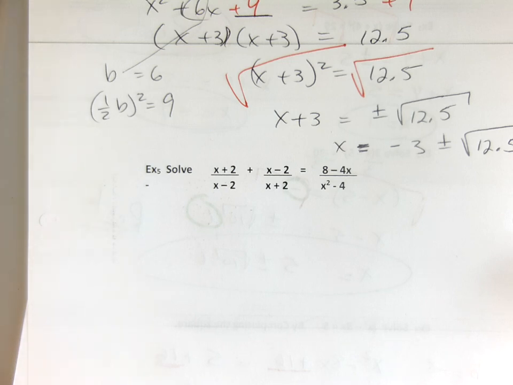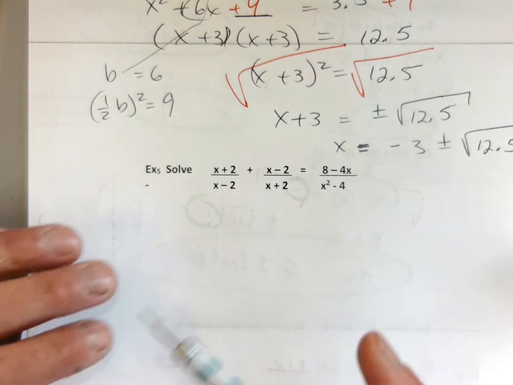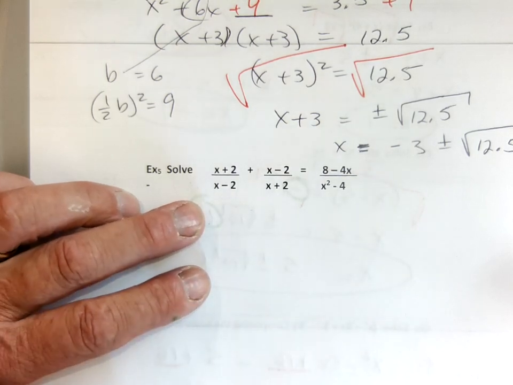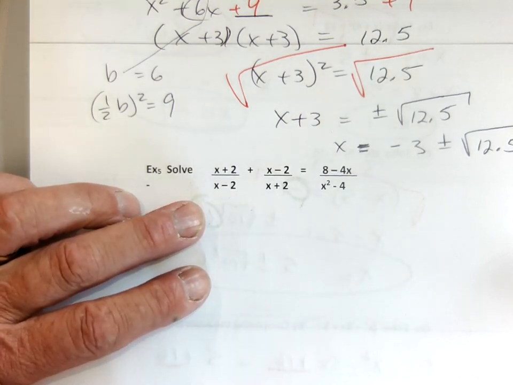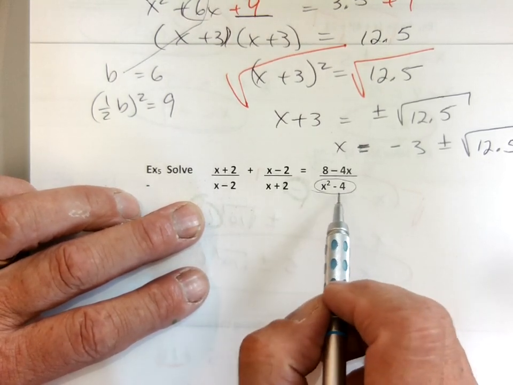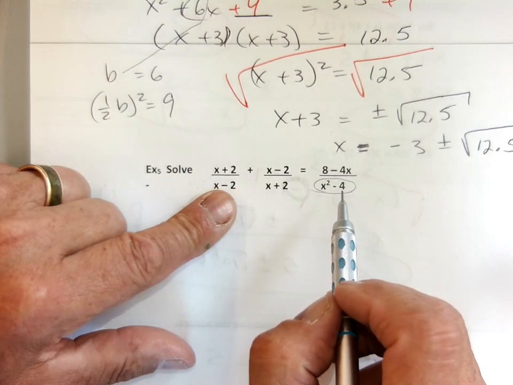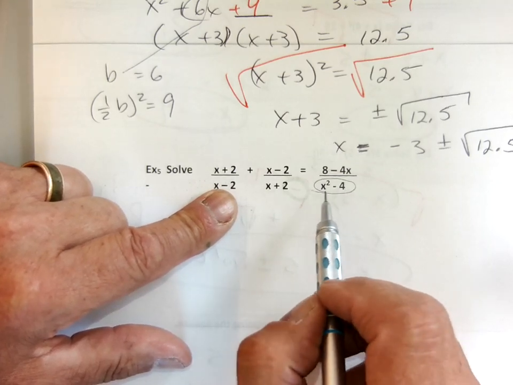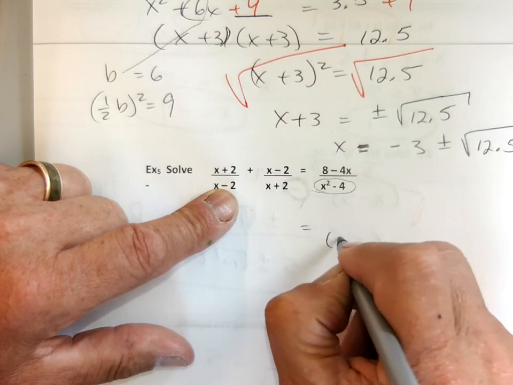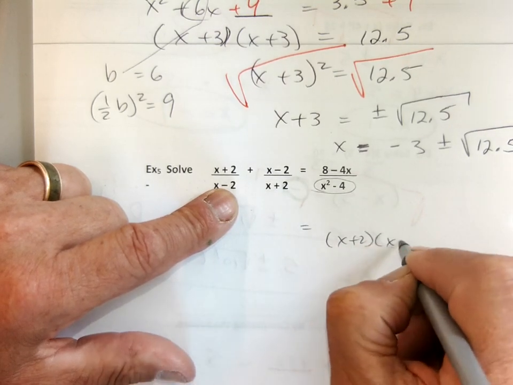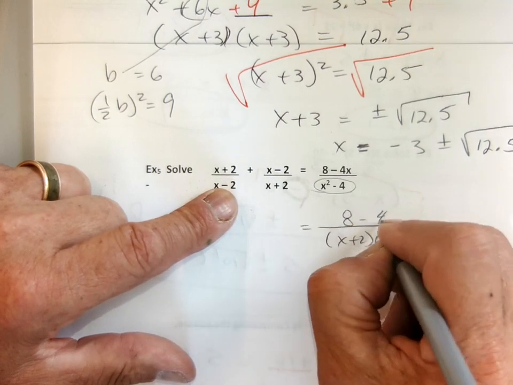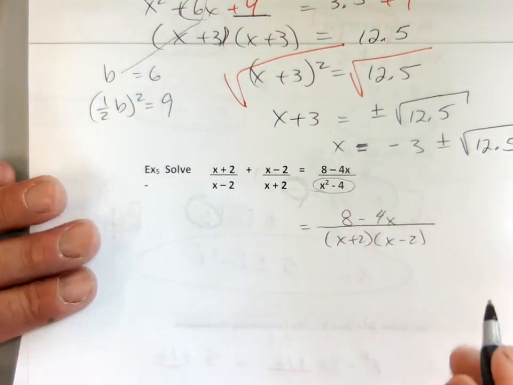Cancel x plus 3. Say it again? Cancel this. Boy, if that was times, yes, but it's not. On the other side of the equation, the denominator can be factored into x minus 2. And that's going to be helpful. You agree? Yeah, that will factor. This is going to factor into x plus 2, x minus 2. Okay.